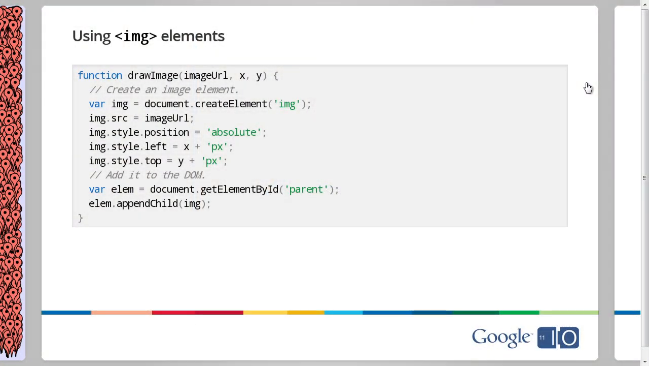It basically consists of two things. One is creating a DOM element, which is the image, and setting its source and its position so that it's in the right place on the page and looks right, and then adding that to a parent node so that it's actually added to the document.